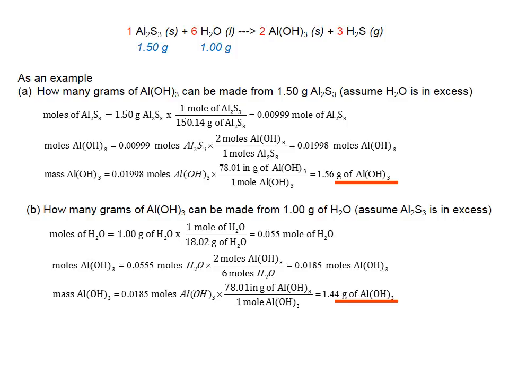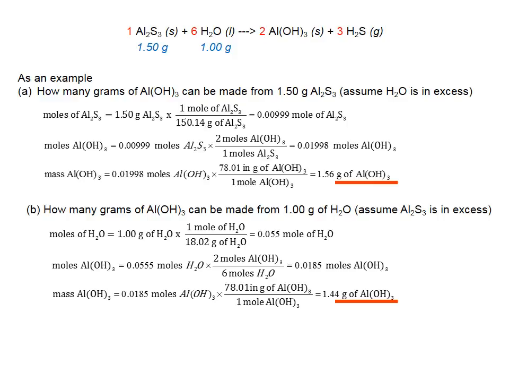I take the number of moles of water and I multiply it by a ratio of 2 to 6 because 2 moles of aluminum hydroxide are made from 6 moles of water. And then I take that answer and I multiply by the molar mass of aluminum hydroxide to figure out how much that weighs. Note that when I'm done, I'm now comparing 1.56 grams of aluminum hydroxide with 1.44 grams of aluminum hydroxide. Now they're in the same units. They're both masses of aluminum hydroxide.